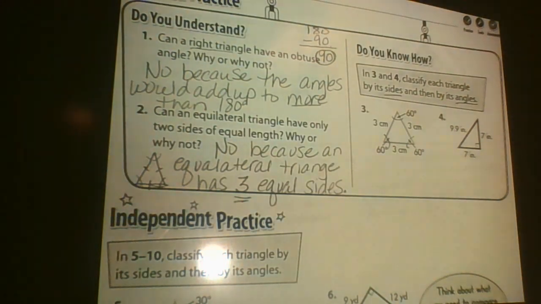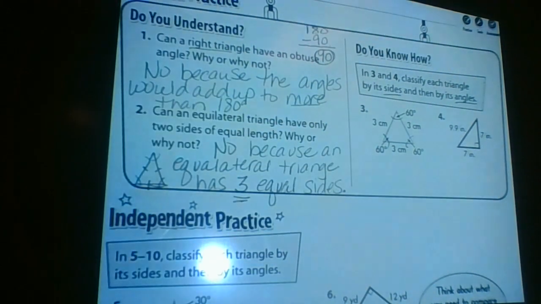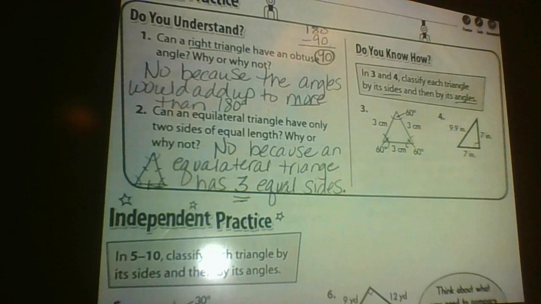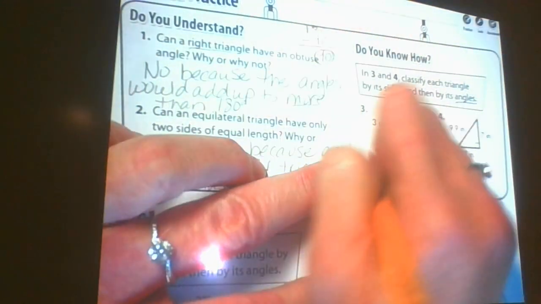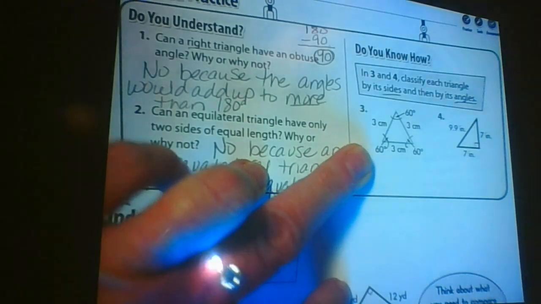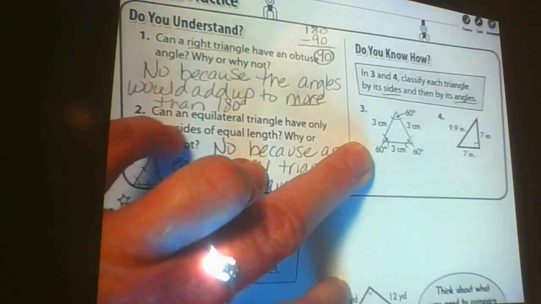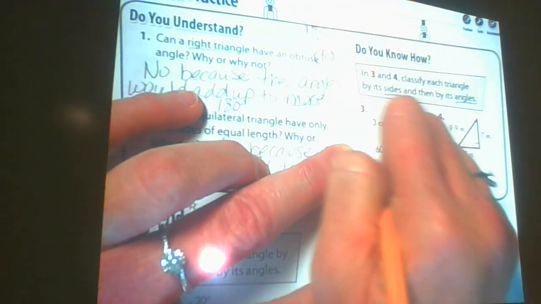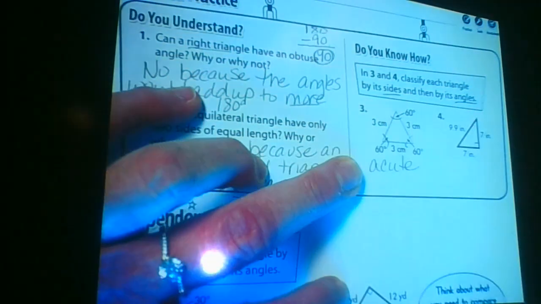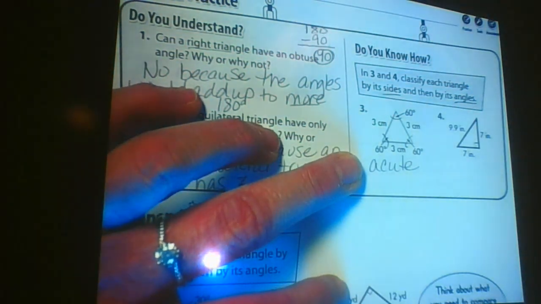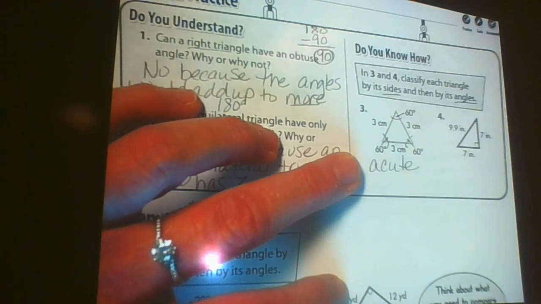These are less than 90 degrees. So that means to me it's acute. It's that acute smaller angle. If it were bigger than 90 degrees, it would be obtuse, but these are not. So this is an acute triangle by angle measurements. Now we need to do the second step.